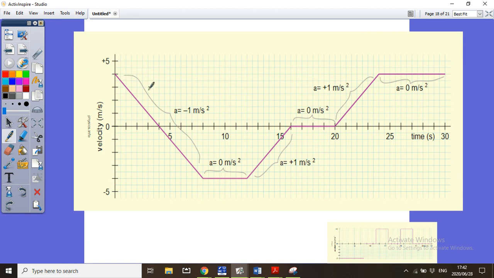So for each of these little bits, we would have worked out the acceleration just by plain straightforward getting the gradient. So that bit there, although it's going underneath the line, it's one straight line. It didn't change. So for that whole bit, the acceleration is -1. Here it's +1. The flat bits are all going to be 0. And there we've got +1 again.